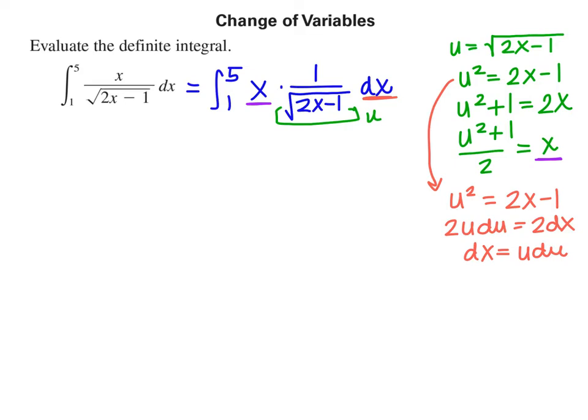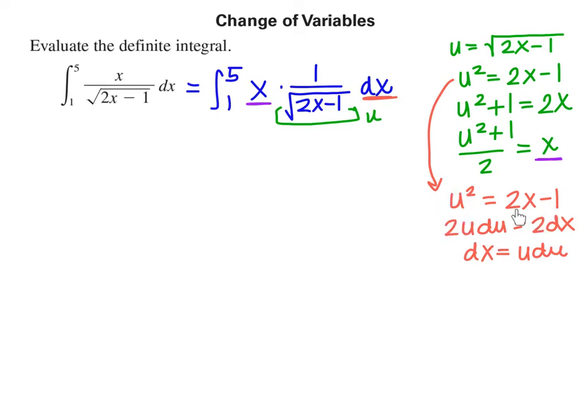Now all I need to do is figure out dx. So I take u squared equals 2x minus 1, and I'm going to take the derivative, because dx means derivative. I'm going to take the derivative of this side with respect to u, so that becomes 2u times du.